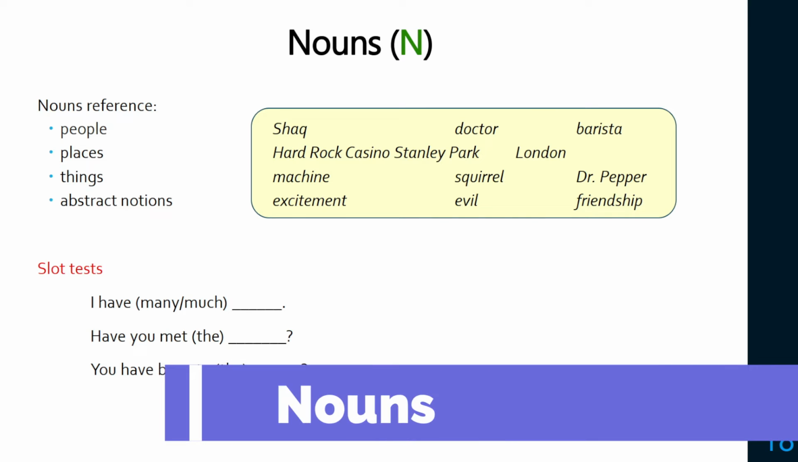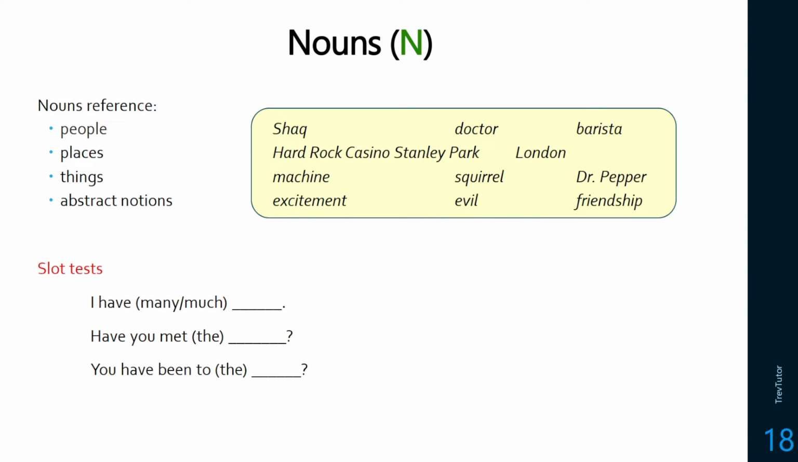Do I really need to teach nouns? They're people, places, things, and abstract notions. So, Shaquille O'Neal, Dr. Barista, places, Hard Rock Casino, London, things, machines, squirrel, Dr. Pepper, abstract notions, excitement, evil, friendship, love, things like that. And we can use slot tests.